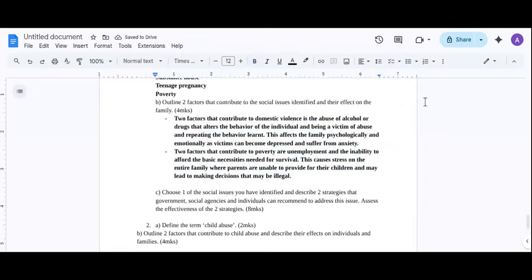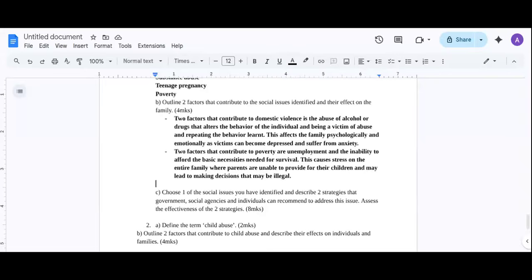So two factors that contribute to domestic violence are the abuse of alcohol or drugs that alters the behavior of the individual. That's one, and being a victim of abuse and repeating the behavior learned. This affects the family psychologically and emotionally, as victims can become depressed and suffer from anxiety.